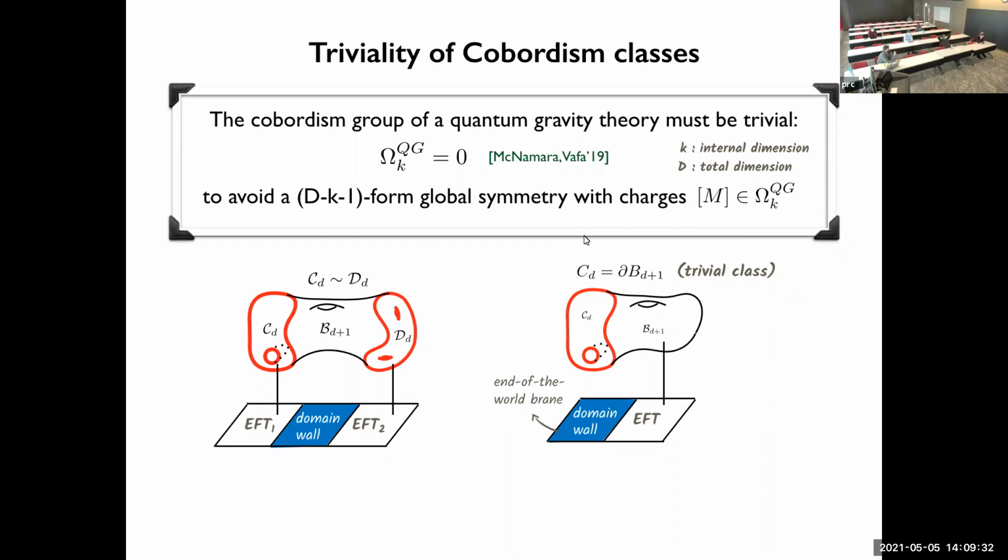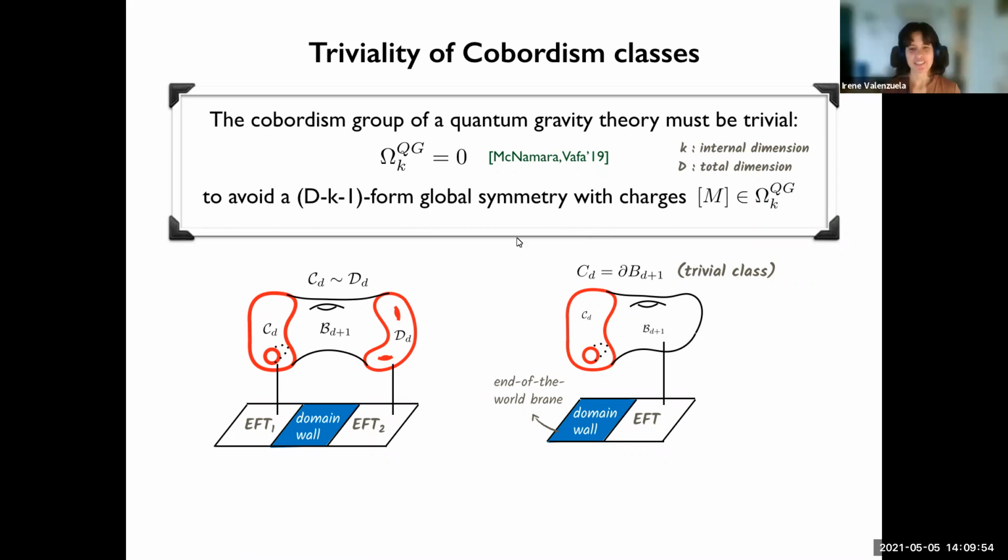Irene, sorry for interrupting you, but I'm still a bit confused. The notion that you explained of a cobordism group is an existing mathematical structure, and it is not in general the trivial group. So what does it mean? What is the cobordism group of a quantum gravity theory? What does it mean to talk about the quantum gravity theory there?